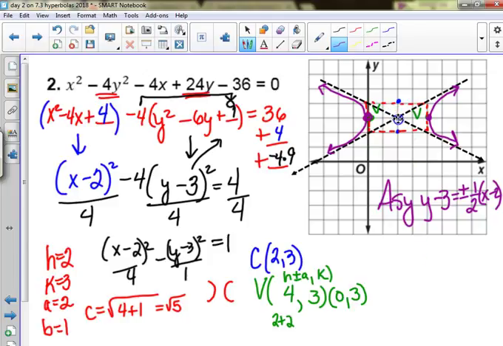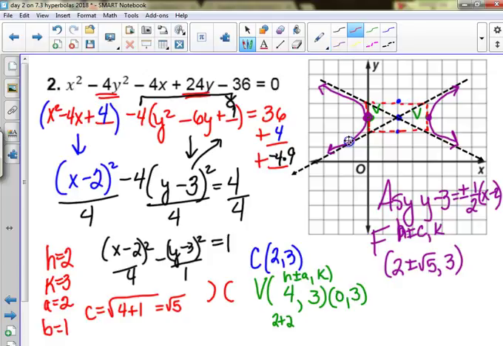Does that seem right for our... Did it go up 1 and over 2? Or down 1 and over 2? Okay. Foci, though, we're still missing. What's the formula say on the sheets? H plus or minus c comma k, which would be 2 plus or minus square root of 5 comma 3.